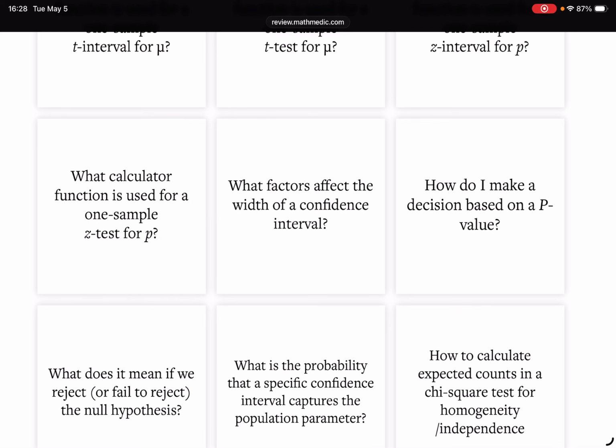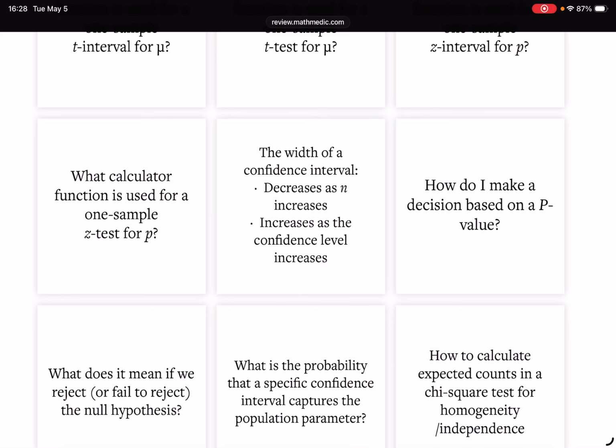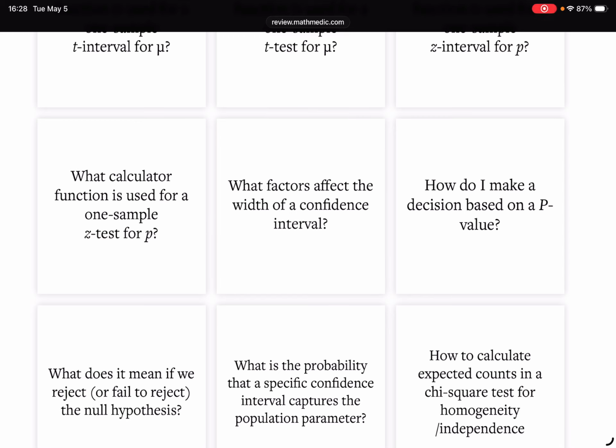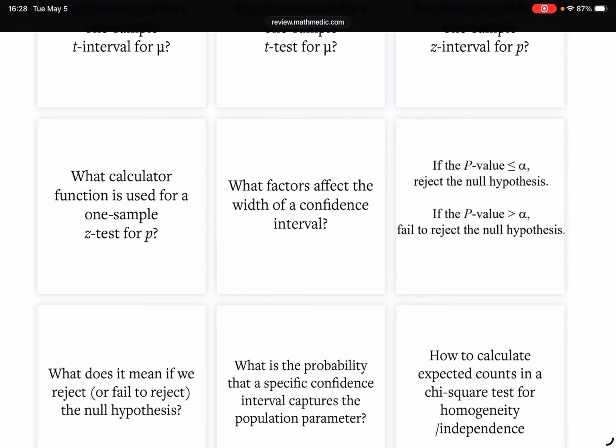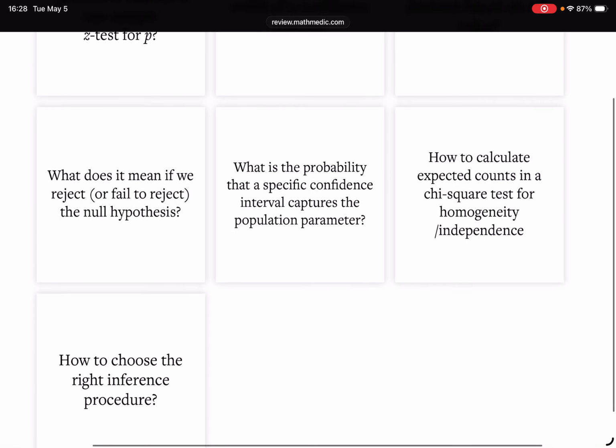What factors affect the width of a confidence interval? The width of a confidence interval decreases as n increases, so it's indirect, and increases as the confidence level increases, so direct. How do I make a decision based on the p-value? If the p-value is low, we reject the H0. That's all you've got to remember.